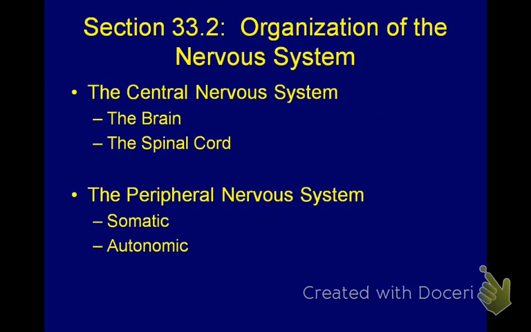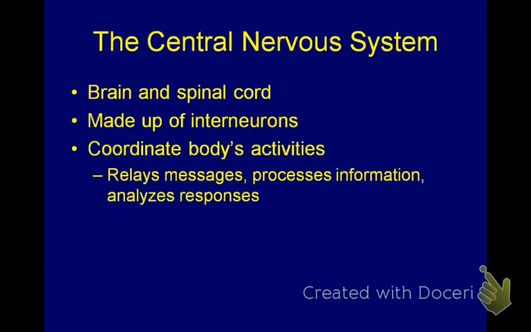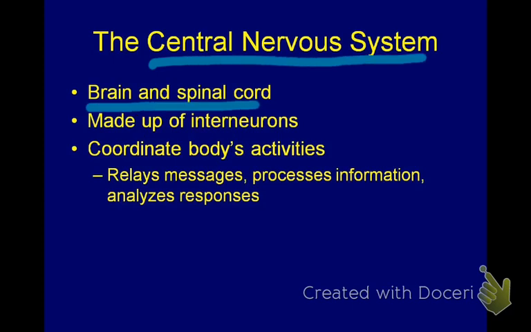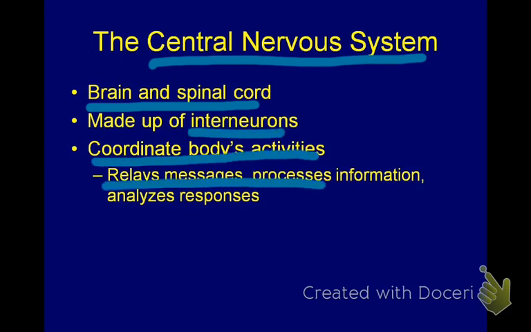Now we're going to talk about how the nervous system is organized. The central nervous system is quite simply the brain and spinal cord. It's made up of interneurons. It coordinates the body's activities. It relays messages, it processes information, and it analyzes responses.